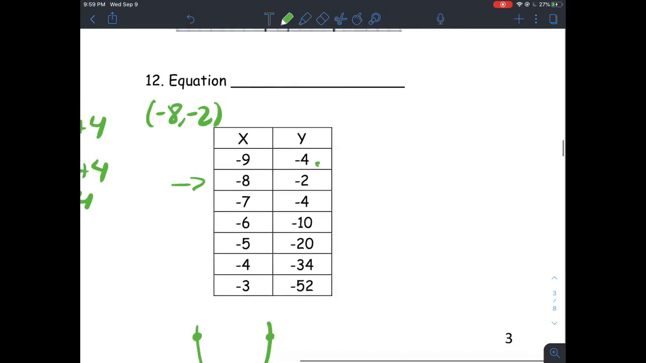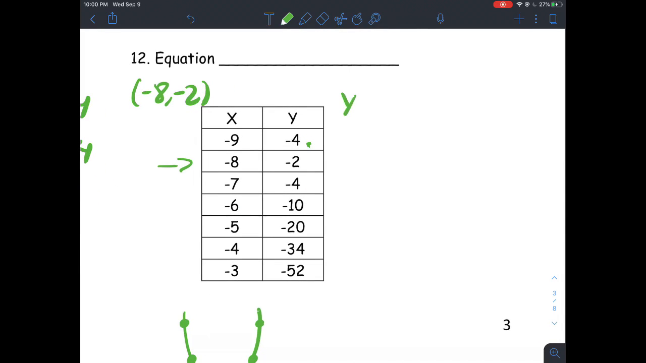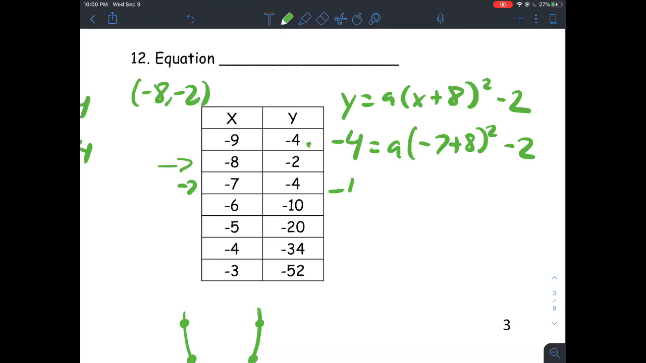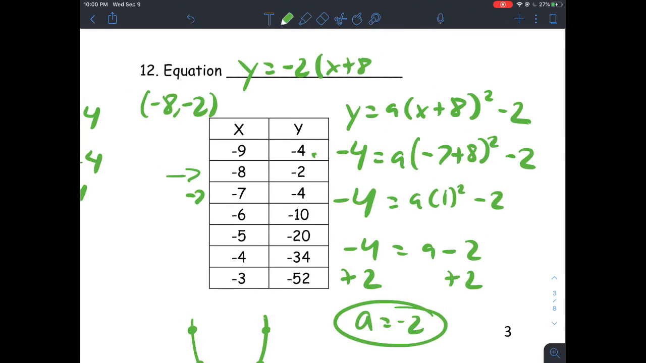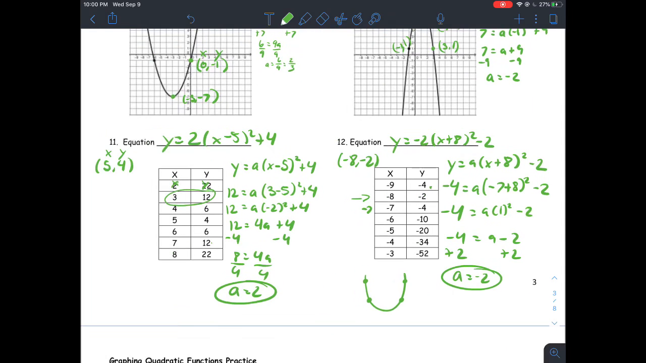All right, so let's go ahead. We've got our vertex, (negative 8, negative 2). We're going to plug those in. So we've got y equals a times (x plus 8) squared minus 2. And now what we need to do is find a point to plug in. Again, it doesn't matter which point you pick. It just can't be your vertex. I'm going to pick this (negative 7, negative 4). There's no rhyme or reason. You could pick literally any of these points. That's just what I chose. So we're going to plug in negative 4 equals a times (negative 7 plus 8) squared minus 2. We get negative 4 equals a times 1 squared minus 2. So negative 4 equals a minus 2, add 2, and a equals negative 2. So we'll plug that in. We get y equals negative 2 times (x plus 8) squared minus 2.